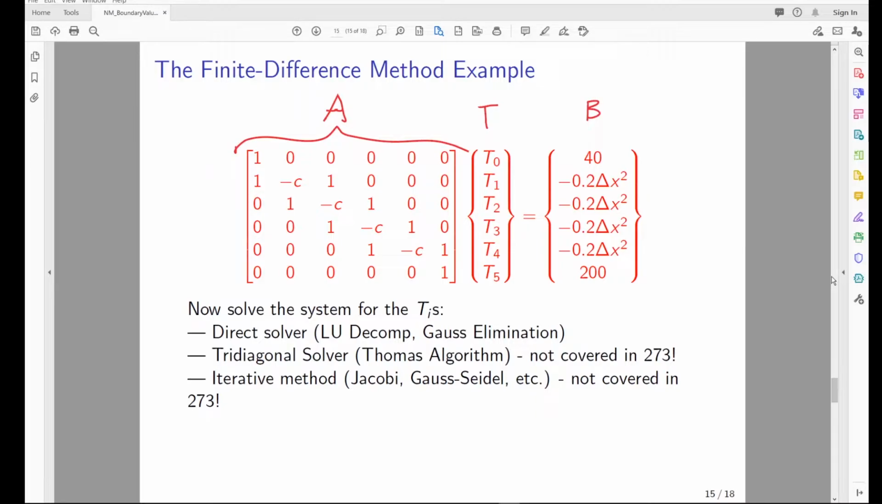And so now we've got a system of equations, and we can use direct solvers. We've seen LU decomposition, we've seen Gauss elimination. There are some other solvers out there. One is called the tridiagonal solver, or Thomas's algorithm. This is not covered in 273. And we have iterative methods as well, Jacobi methods, Gauss-Seidel methods, and these also are not covered in 273. But if you're really enjoying this stuff, you should take a look at some of these and learn a little bit more about them.